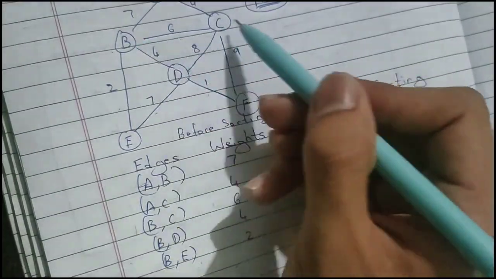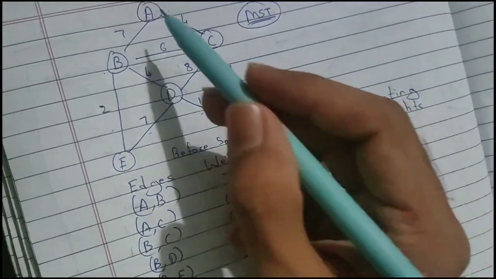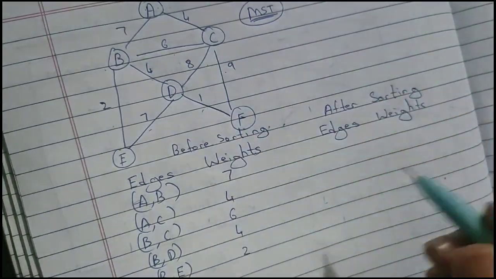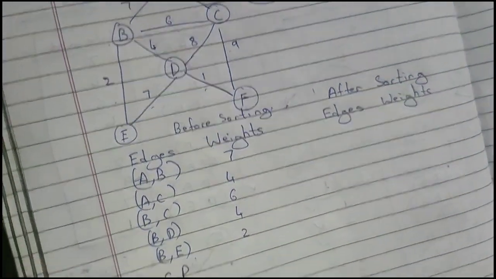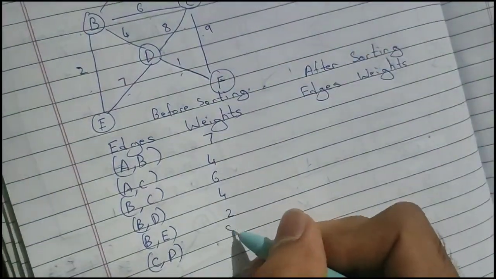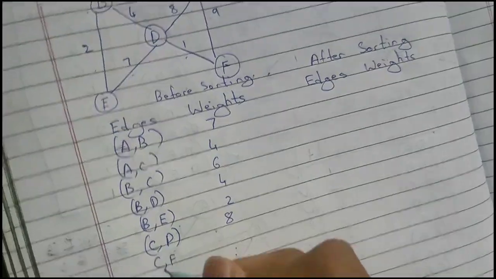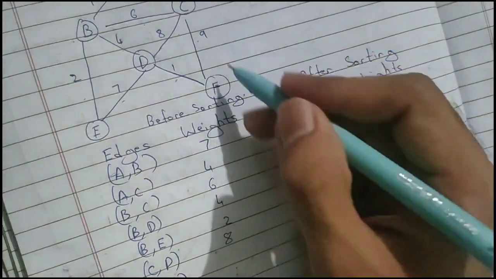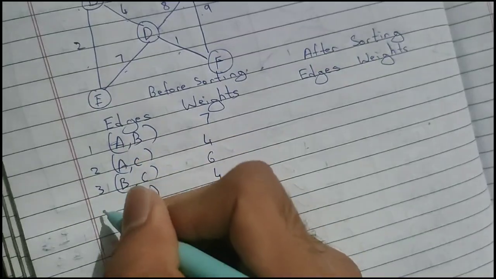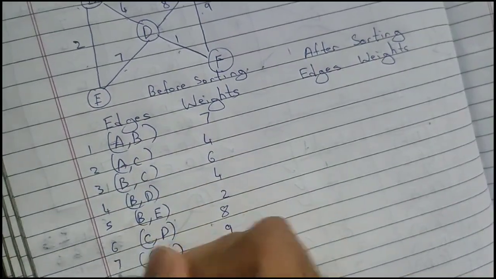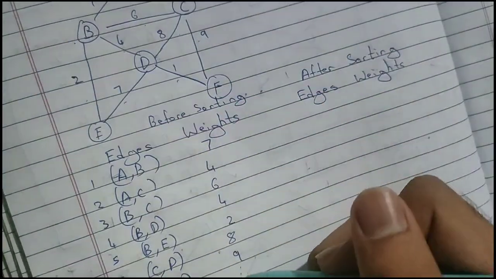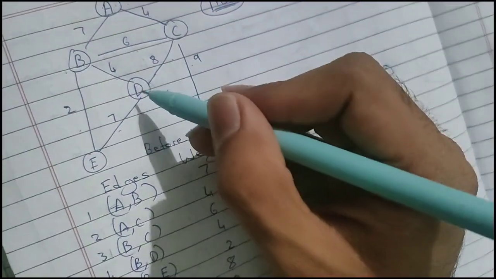Then we'll go on to C. Now C comma B is already done, C comma A is also done. So now we only need to look at the ones ahead, that is C comma D and C comma F. So we get one as C comma D, which has weight 8, and we have another that is C comma F with weight 9. Okay, so far we have 1, 2, 3, 4, 5, 6, 7 edges. So we need 2 more, right? Now we finished C.